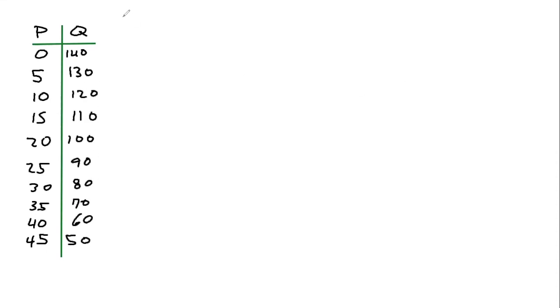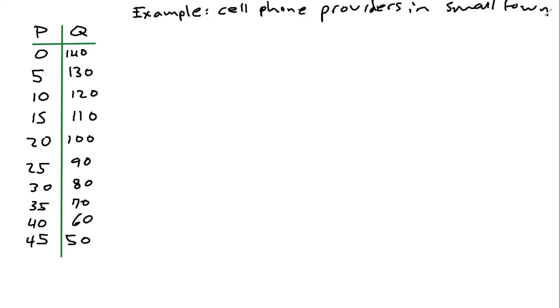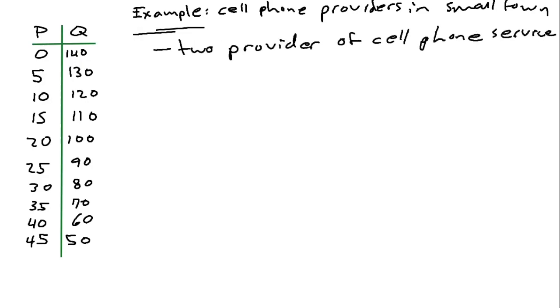of two cell phone providers in a small town. Again, we have two providers. And just a note, if you have two providers of a good, we have a special name for that, which is duopoly, which is just an oligopoly with two firms instead of a handful.